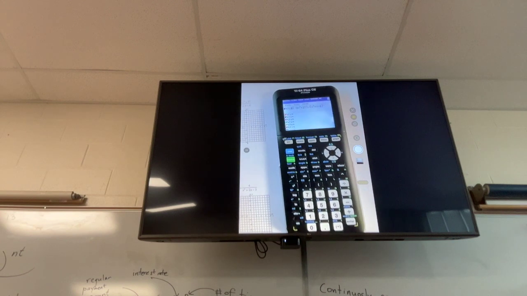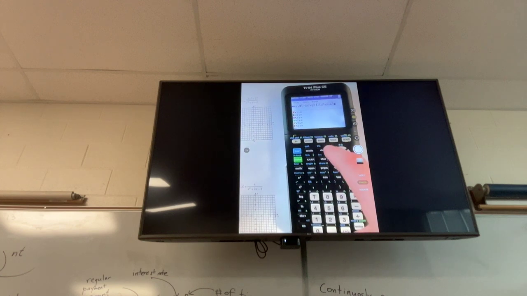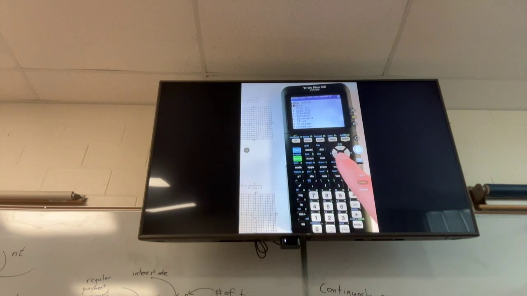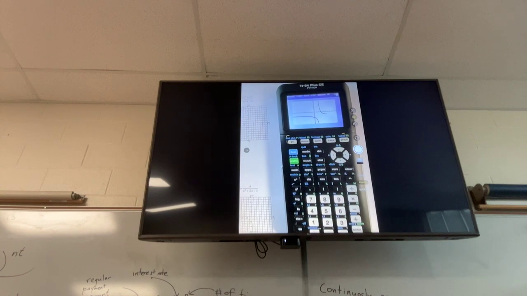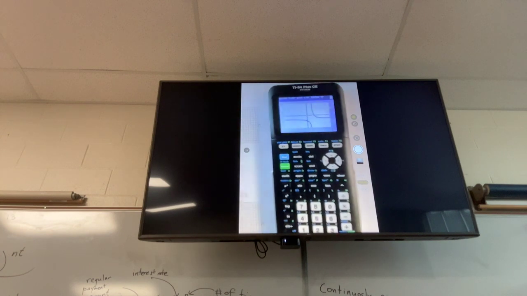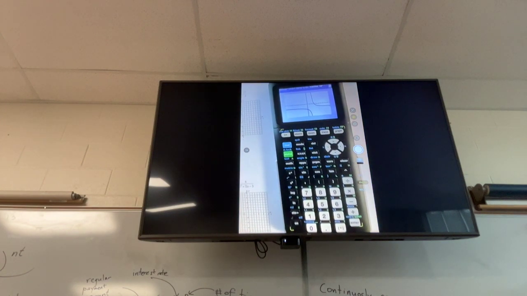Sweet, okay, good. How can I make sure my window looks good? What can I do? Hit zoom, standard, okay? Cool, all right? So let's make sure we can get that on our calculator screen, okay?